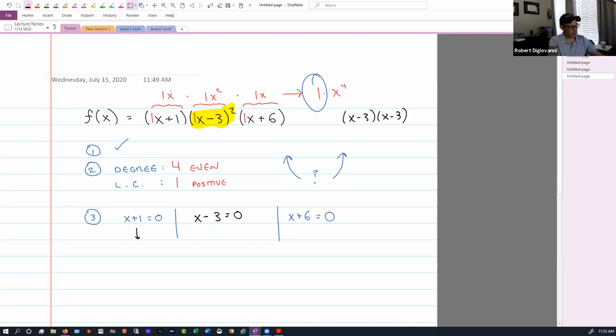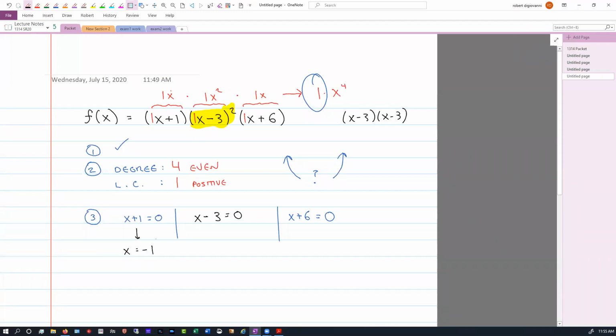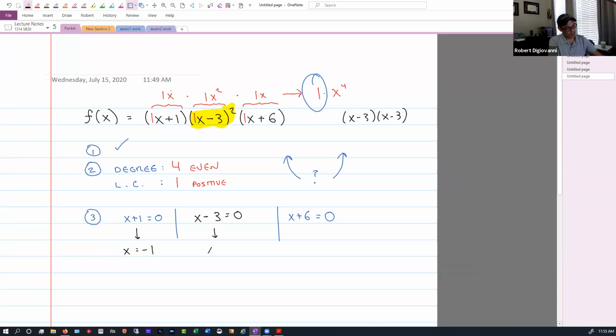So from here, it's what? -1. -1, and then from here, we get x is 3, right? And then from here, if we solve, we get x is -6. Aren't those the same x-intercepts that we had from the previous example? Same thing.